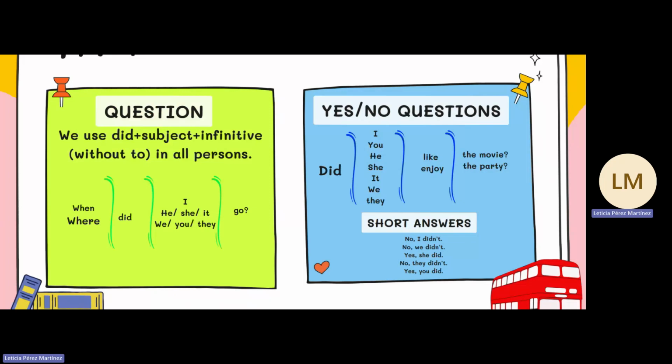Okay? In this part, we have short answers. For example, did I like the movie? No, I didn't. Did we like the movie? No, we didn't. Did she enjoy the party? Yes, she did. Did they enjoy the party? No, they didn't. Did I enjoy the movie? Yes, you did. Or no, you didn't. Okay? In general, this is the way we're going to use the simple past tense.